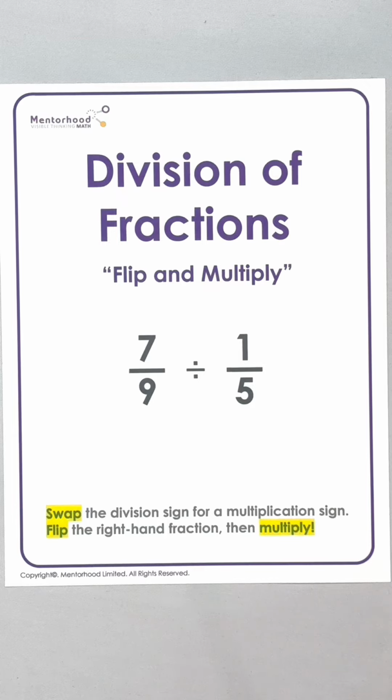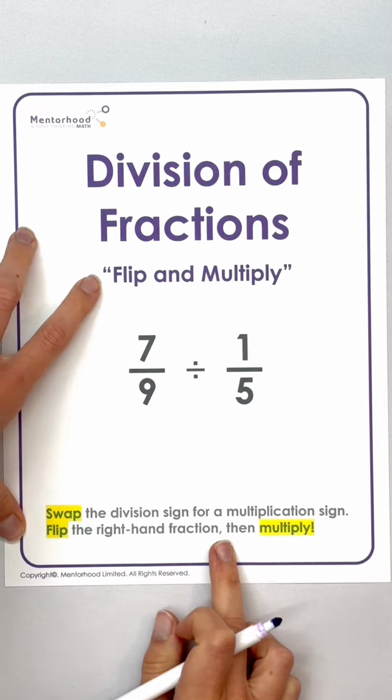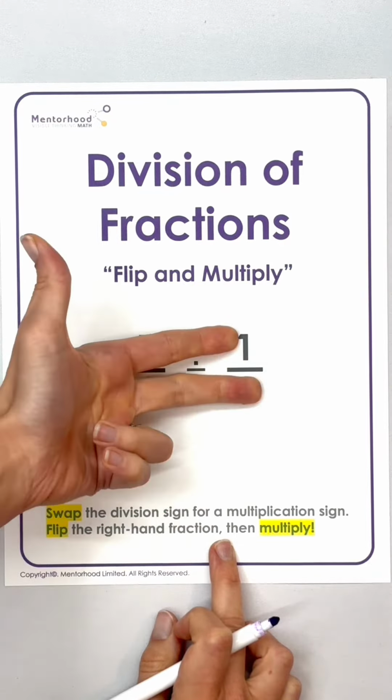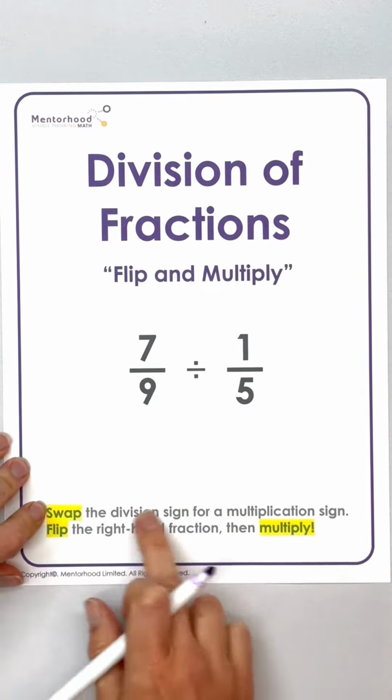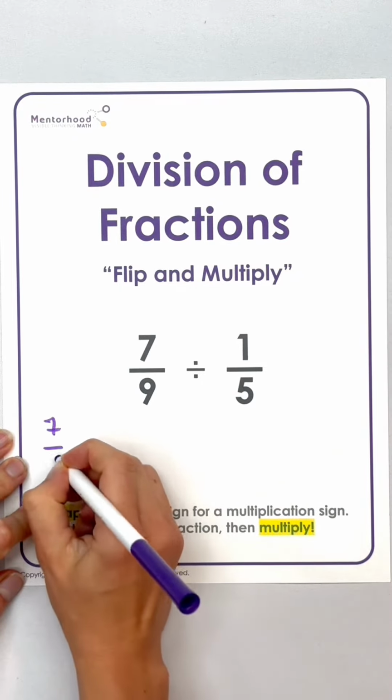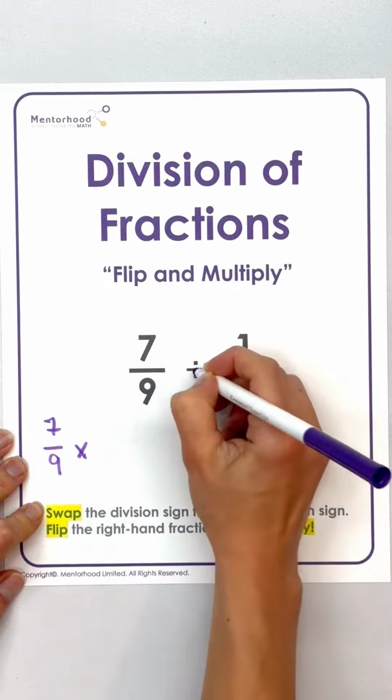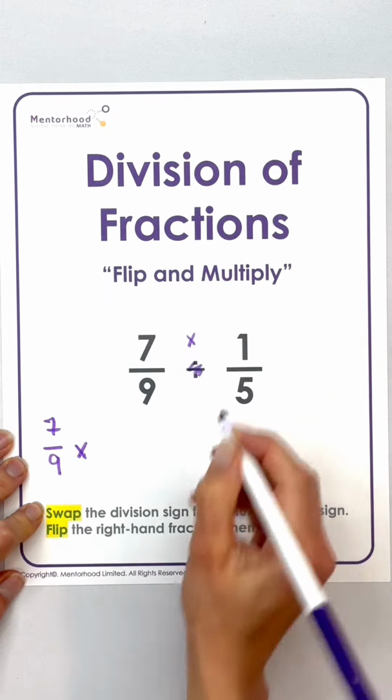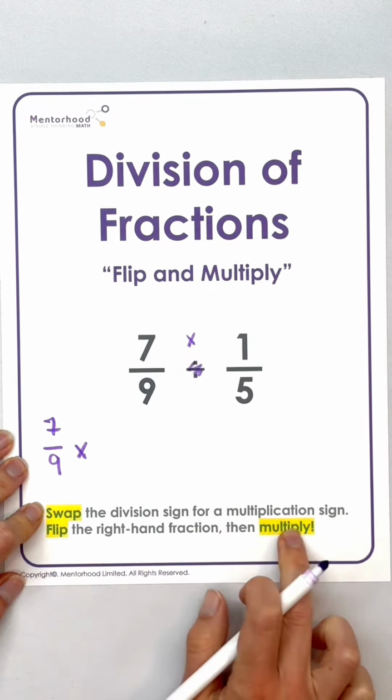Let's do an example of dividing fractions. This is also known as flip and multiply. So what we're going to do is flip this fraction and just multiply them. Swap the division sign for a multiplication sign. So let's rewrite this. 7 over 9 times, swapping this for a multiplication sign, flip the right-hand fraction.